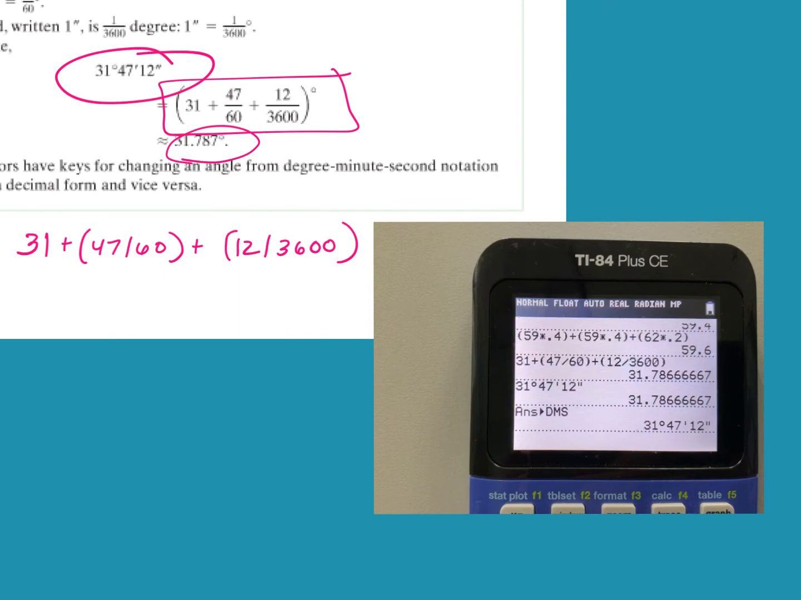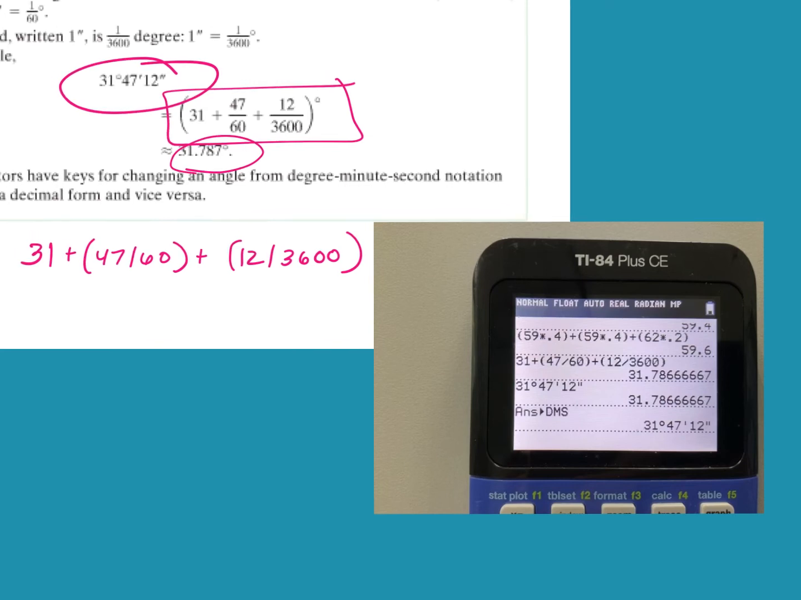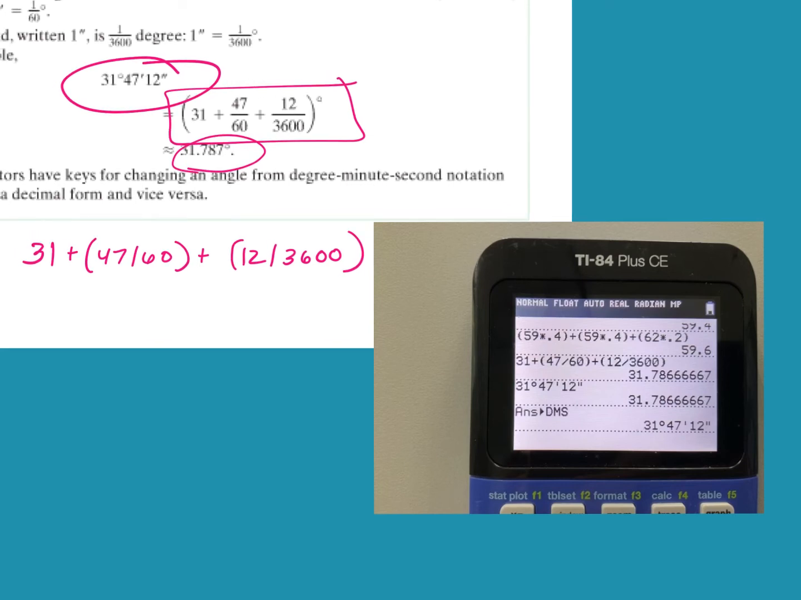Almost every scientific calculator has a button that does that too. Some of them are even easier because they put the degree, the tick mark, and the double tick mark all in one. So that's how we would convert from one to the other, okay? It's the same, so second angle, or second apps, and it's the fourth thing down.